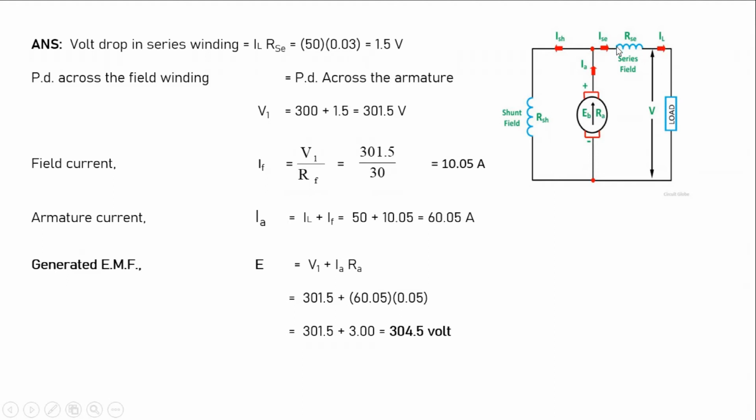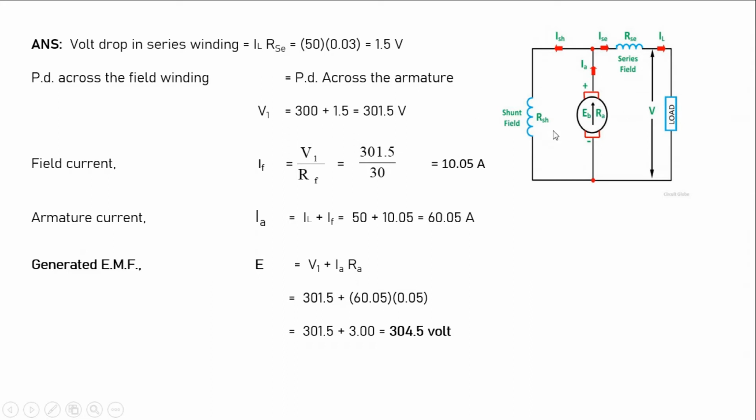IL into RSC, so 50 is the load current which is flowing through RSC. So 50 into 0.03 is 1.5 volts. So there is a drop in voltage in the series field resistance of 1.5 volts. It has been given. The potential difference across the field winding is equal to the potential difference across the armature, because these two are in parallel. So this voltage is the same as this voltage.